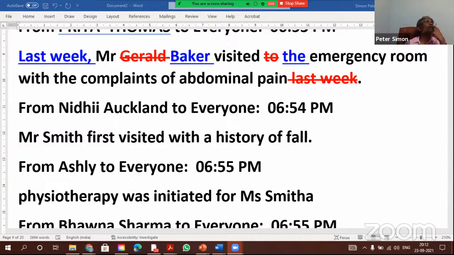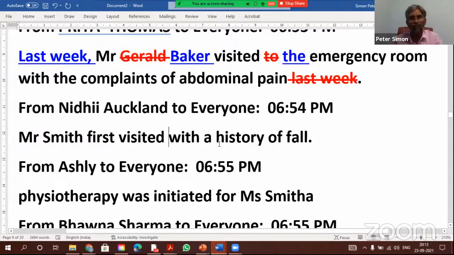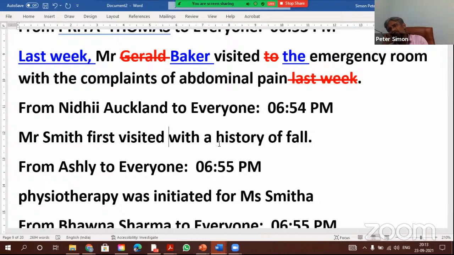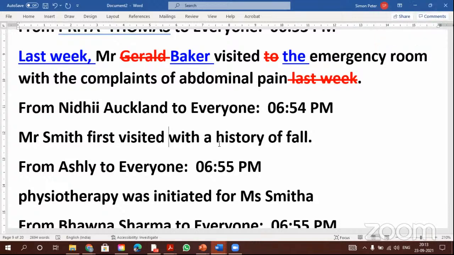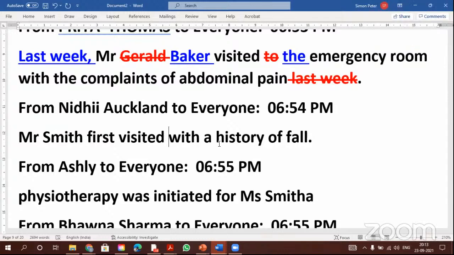Mr. Smith initially visited following a fall from the staircase. Mr. Smith initially visited the hospital following a fall or after a fall from the staircase. Is that clear? Where can we use history? Like, he has a history of hypertension. He has a history of present tense. He has a family history of diabetes. That means his mother or father has a family history. That's why he has a history. Means past. No need again for had. Like that you can use. He has a history of cardiovascular accident. Like that you can use.